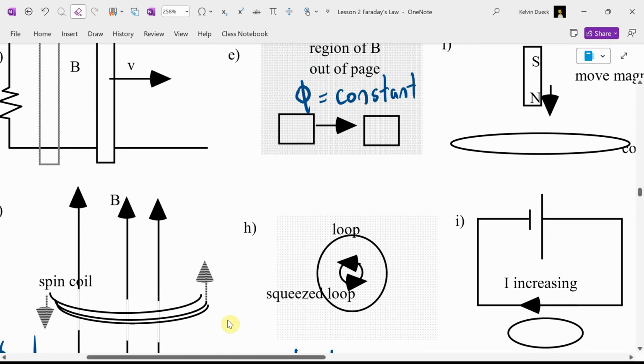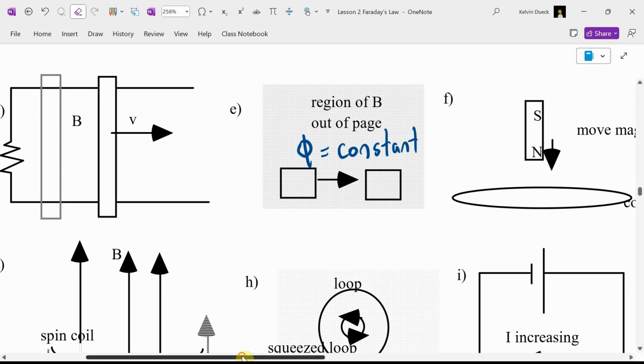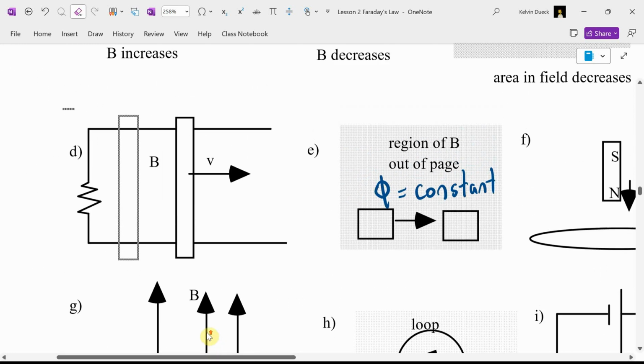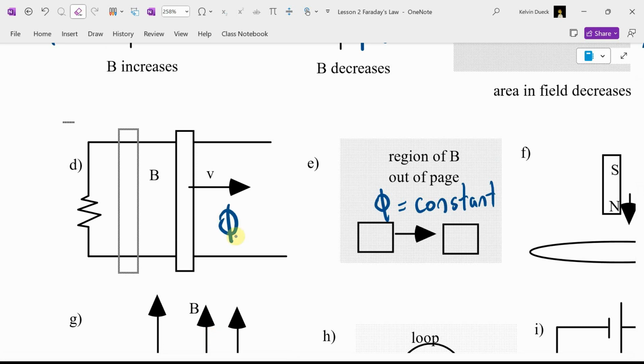Let's go back to picture D. Here was Faraday's aha moment. He said here, the flux is increasing, and it's increasing because the area behind the rod is increasing. That's the area that's increasing. That was his, I can see how I can link that rod to what we're talking about here for flux.